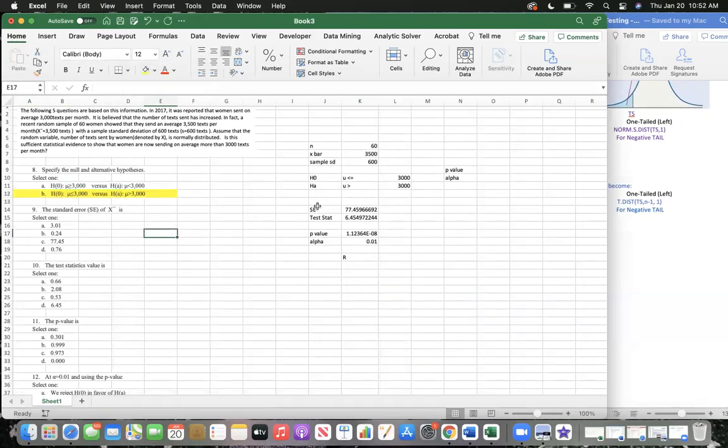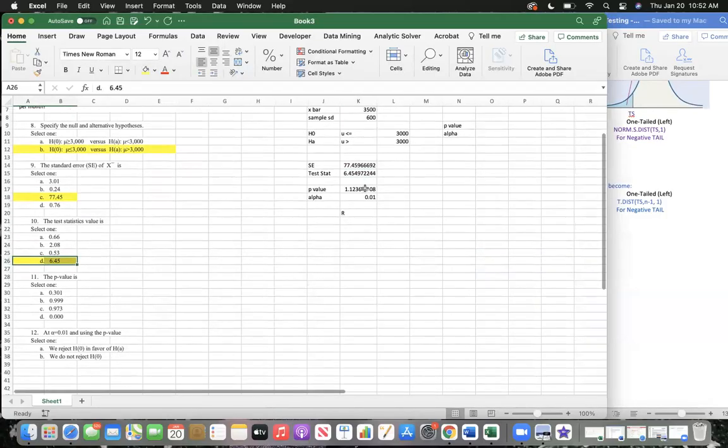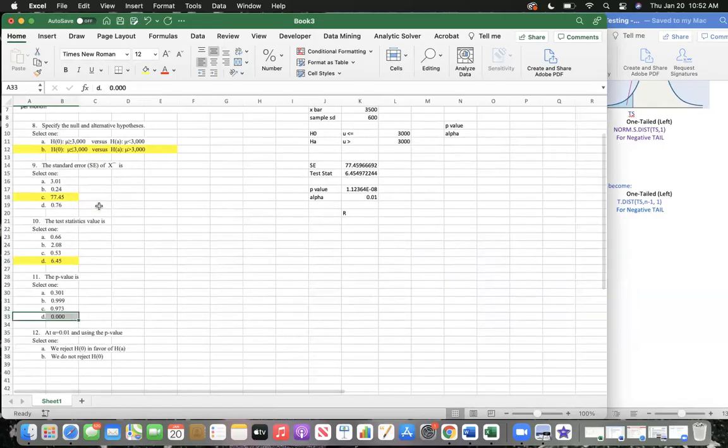Our standard error, I put that right here, so 77.45. So the answer here would be this one. Test statistic, 6.45. There we go. P-value, that's basically 0, we said, so that would be our answer. And we said that we reject because our p-value is less than alpha. So our p is less than alpha. And that's why we reject. So that'd be our answer.